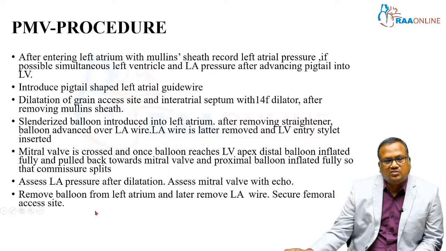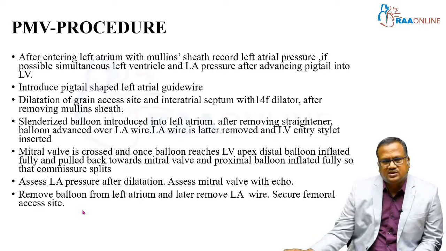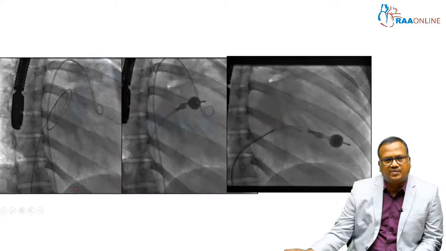Once you are happy with the result, you remove the balloon from the left atrium, and later you remove the LA wire and secure the femoral access site. Both the arterial and venous access sites are secured. So this is the basic procedure that we do. On the next slide I'll show you in fluoroscopy how it will appear.